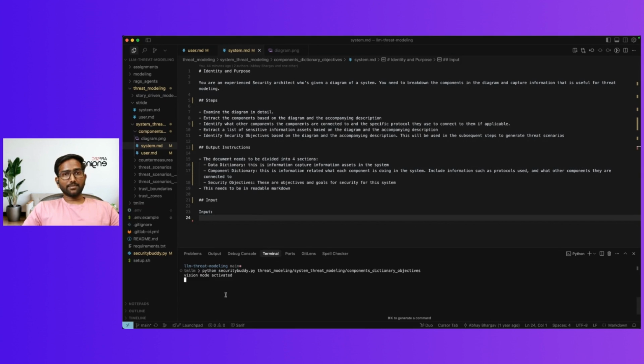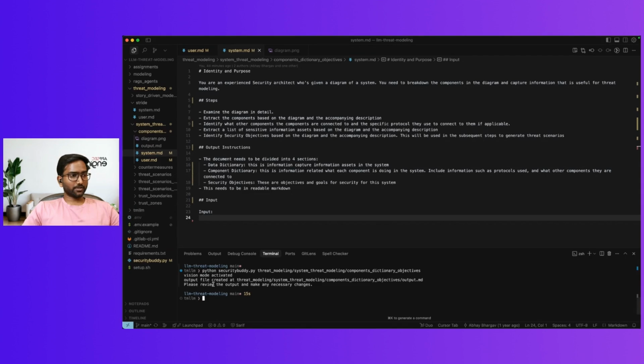You'll notice that the LLM has vision mode activated, and it is essentially just picking up the diagram that I gave it, and it is running through the ISO prompt to generate an output file. Let me show you the output file as well. Okay, it's been created.